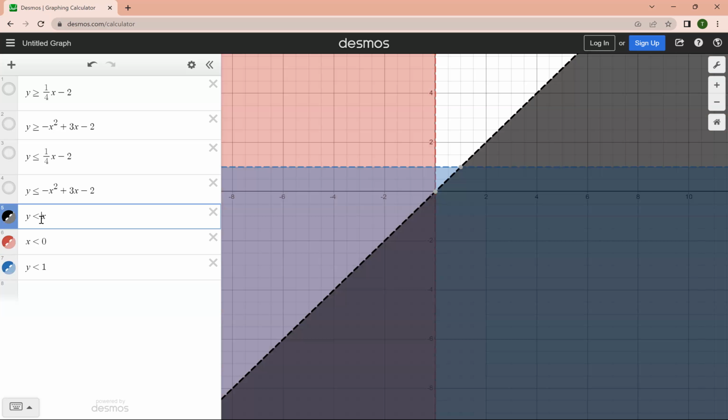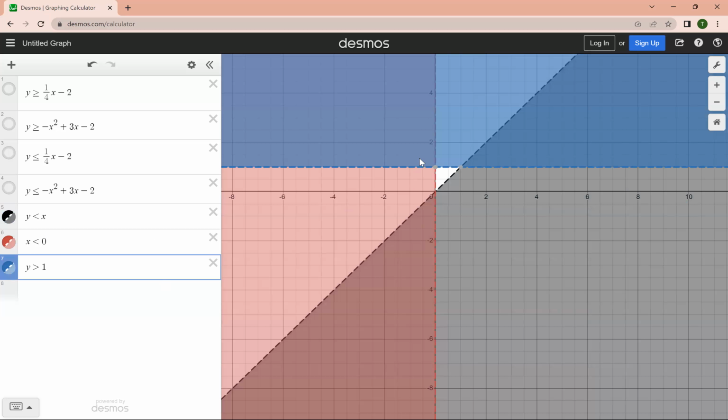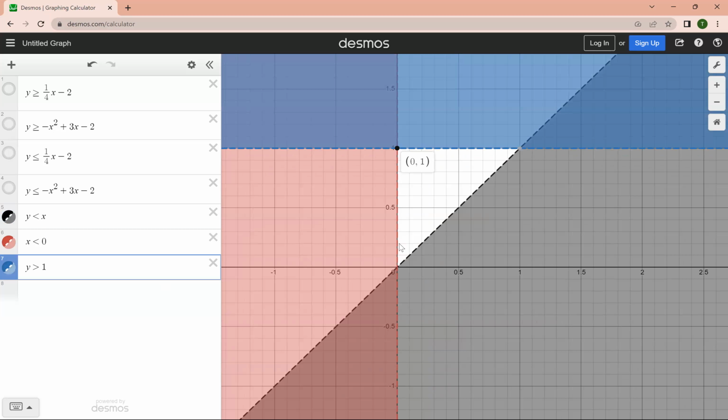Oops, did I not flip that one? I don't think I flipped that one. No, I did flip it. And now I think when you flip the inequality signs, it's a lot easier to figure out where the intersection is. It's that white. So consider that when you're graphing, you may want to graph the flip of the inequality to better determine where the shading is.